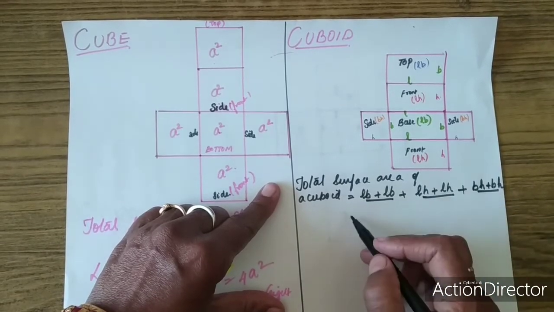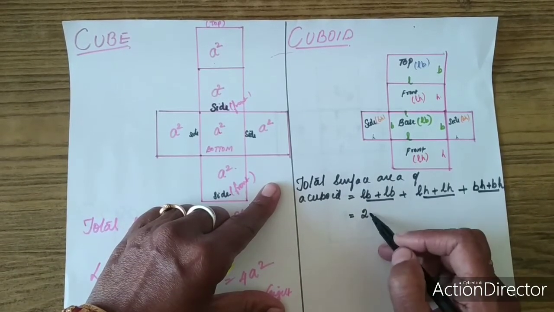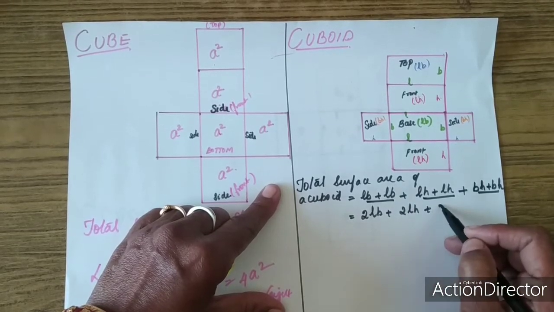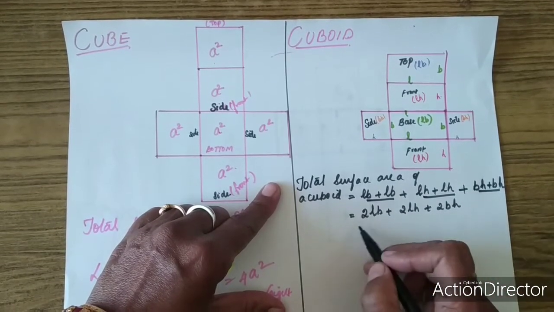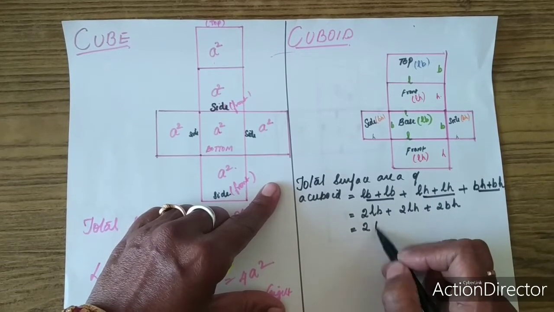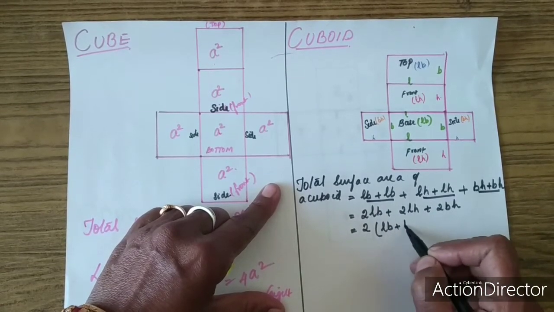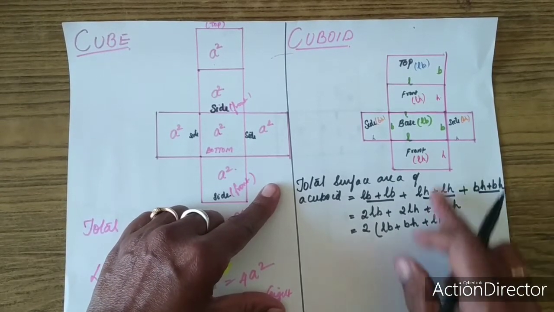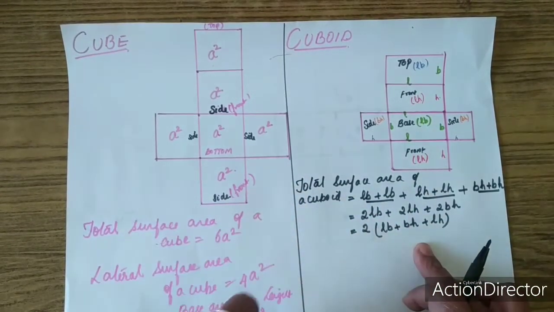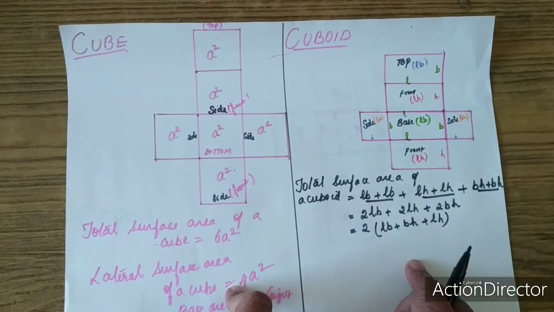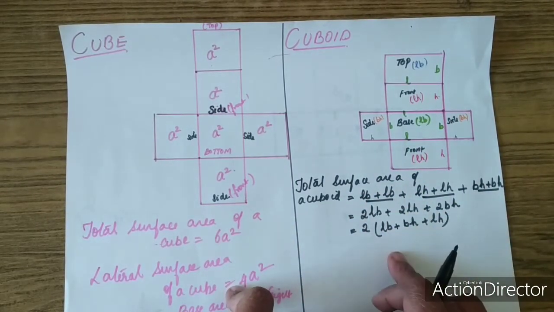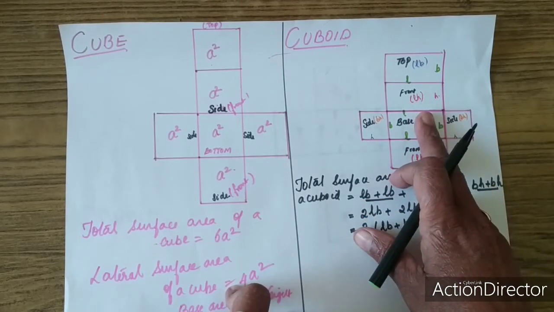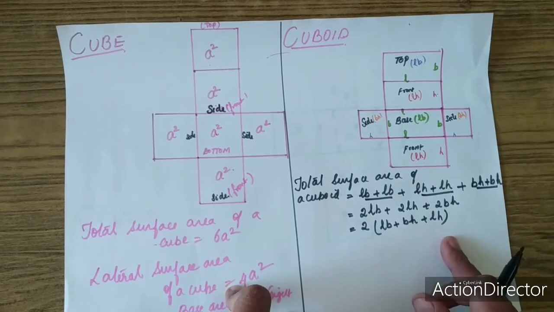So by adding all this, we are able to see we are having 2 times LB plus 2 times LH plus 2 times BH. Taking 2 as the common factor, I get 2 into LB plus BH plus LH. So this is how you derive the formula. You should not learn the formula by heart, you should know how to derive the formula for both cube and cuboid directly from the given cube and cuboid. You can imagine your room and derive the formula very easily.